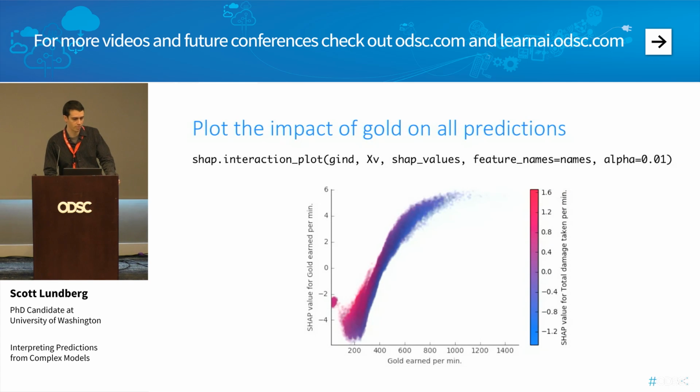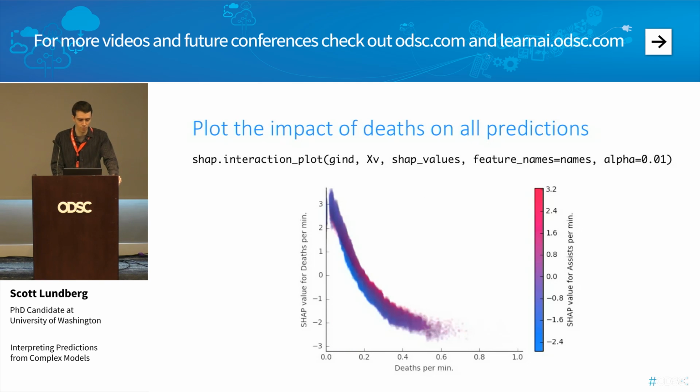Finally, you can look into why exactly these things are having interaction effects by coloring them. So what we do here is we simply search for the other feature that has the most interaction with this feature, and we plot it color-wise. So here we can see that the change in how much your gold matters, like why there's a vertical spread, is driven primarily by how much damage you've been taken. I don't know why. But you can see this for many of these features.